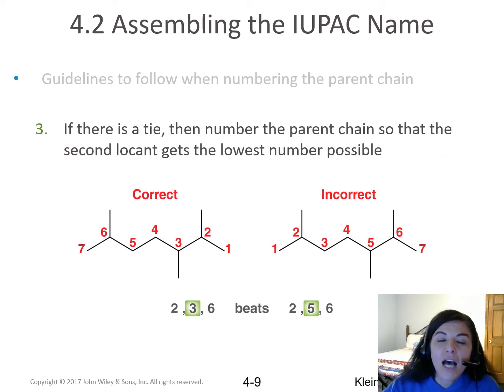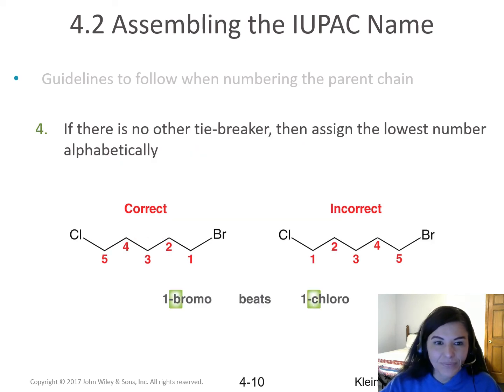Now, if there is a tie between the first substituent, then you number the parent chain so that the second substituent gets the lowest number possible. If there is no tiebreaker, then you assign the lowest number based on the alphabet.